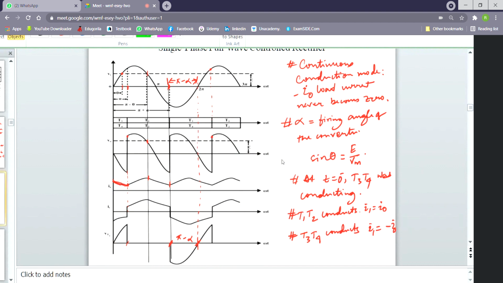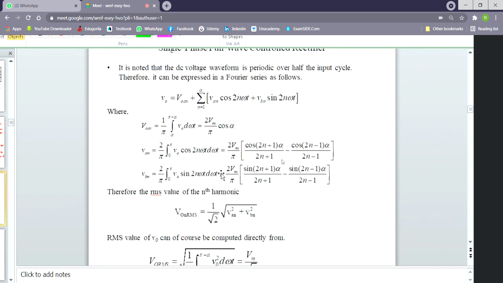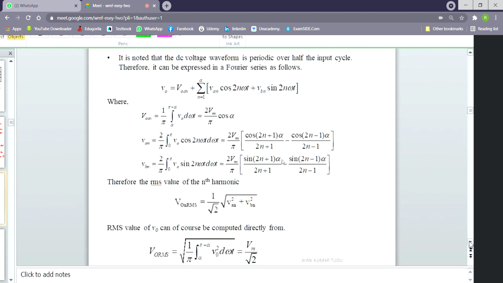If we go for the Fourier analysis, this is the expression that we get: V0 equal to V0 average plus summation of n equal to 1 to infinity of Van cos 2n omega t plus Vbn sin 2n omega t. Solving it, we get the expressions for V0 average, Van and Vbn. What is the RMS value? From these expressions we can find out the RMS value of the nth harmonic, that is Vn RMS equal to 1 by root 2 times root over of Van square plus Vbn square.